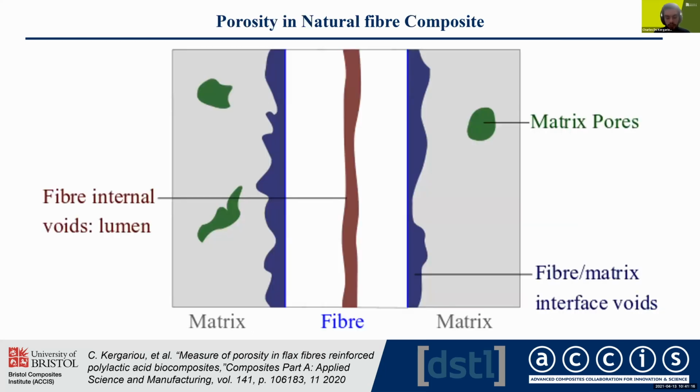To understand this, I needed to know what I was going to measure. So basically, it's a schematic of a natural fiber composite. You can find the conventional pores that you find in every composite, including polymeric ones, such as the matrix pores and the fiber matrix interface voids. But you have additional voids in natural fiber composites: the voids inside the fiber, for instance, the lumen, which is a big void in the middle of the fiber. So basically, for my specific application, I needed to quantify each of these types of voids.